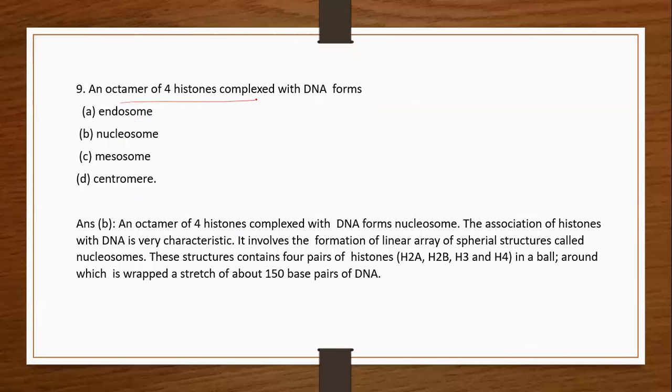An octamer of 4 histones complex with DNA forms: endosome, nucleosome, mesosome, centrosome. Now the octamer of 4 histones which is complexed with DNA forms a structure known as nucleosome. The association of these histones with DNA is very characteristic. These structures contain 4 pairs of histones, that is H2A, H2B, H3 and H4, wrapped around a stretch of 150 base pairs of DNA. So this whole structure, which consists of these histones plus DNA, is the nucleosome.